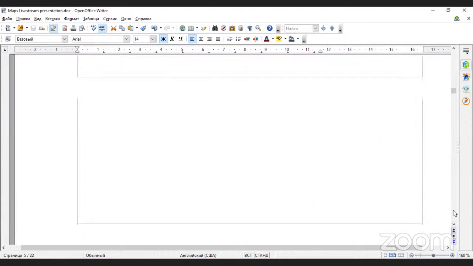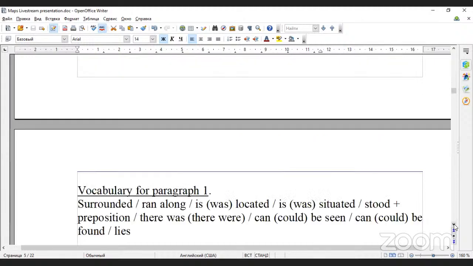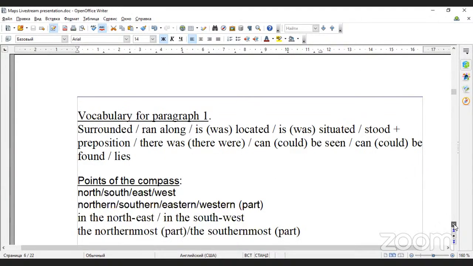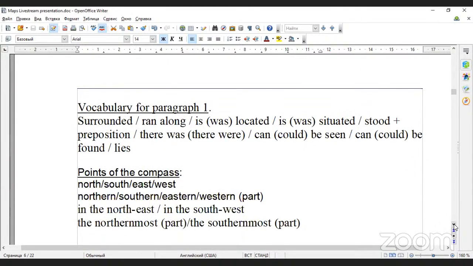Okay, so some useful vocabulary for describing things on the map. Well, first of all, when you want to say where something is, instead of just saying there is, there are some, you can also use some other expressions like surrounded, ran along, is, was located, is, was situated, stood at, there was, there were, yeah. Can, could be seen, or can, could be found, or something lies, yeah.